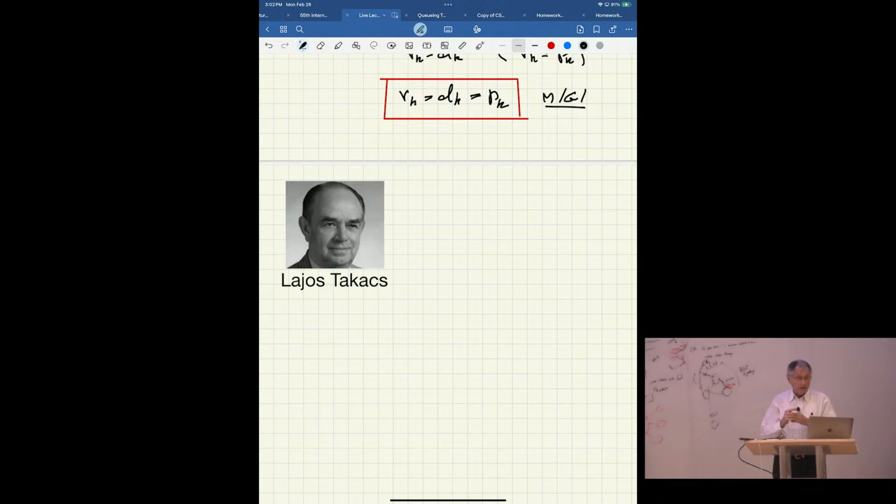It took a complicated two-state description into a much more straightforward one-state description, number in system, and discrete numbers as well. Okay, and the method that we're doing now, looking only at the departure instants, I think I mentioned this to you once before, is called the method of the embedded Markov chain.